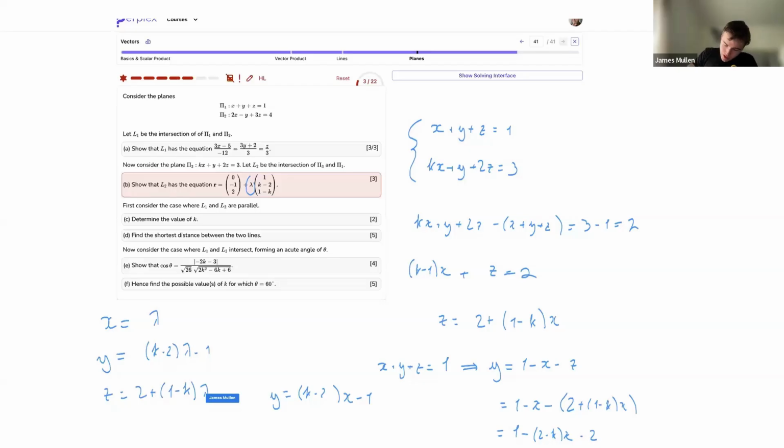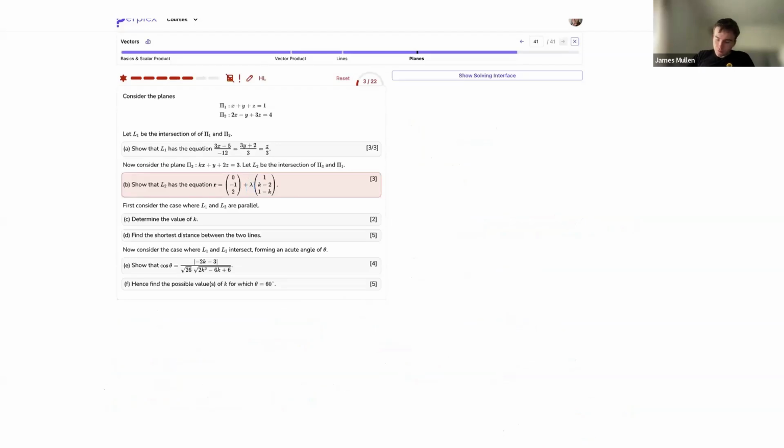And that leads me to the equation r is equal to (0, minus 1, 2), plus lambda times the direction that I found, which is (1, k minus 2, 1 minus k). All right? And so we've shown that indeed L2 has that equation.